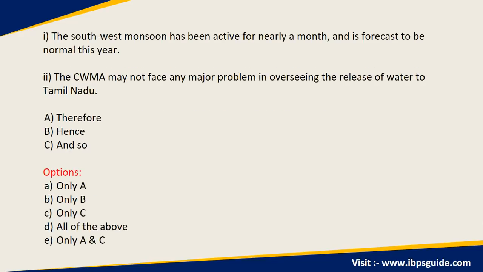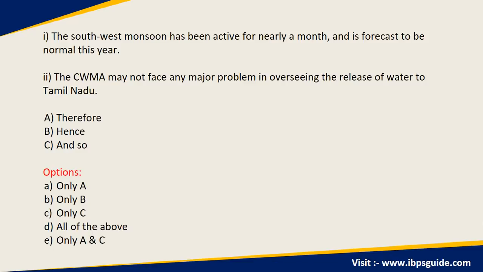Next question. The southwest monsoon has been active for nearly a month and is forecast to be normal this year. Second sentence is the CWMA may not face any major problem in overseeing the release of water to Tamil Nadu. This question is quite simple. When you read these two sentences, it is immediately obvious that there is a cause and effect relationship between the two sentences. So the first part says that this year there has been a lot of rain, and the second part says there will be no problem releasing water to Tamil Nadu.